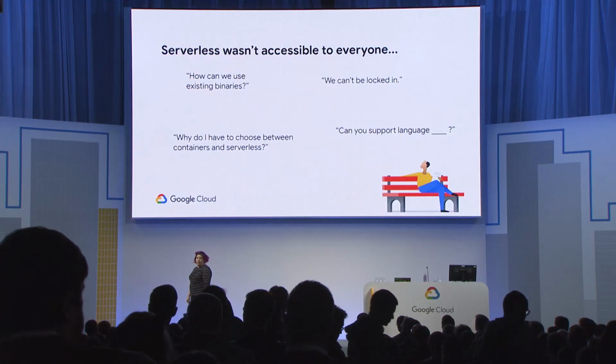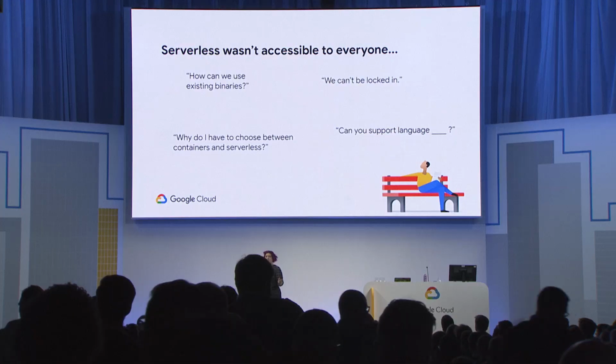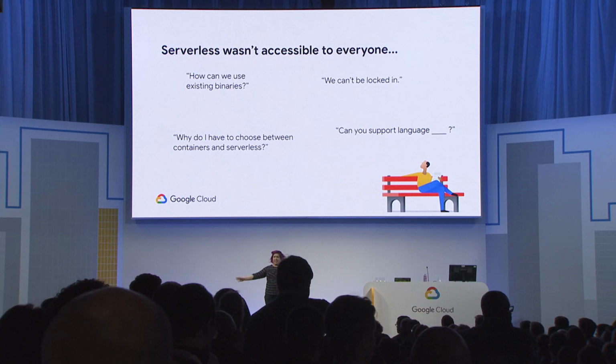A common one is when you have existing binaries or existing code. You already have a whole build pipeline in Jenkins. You're producing a container. Everything works. Why should you spend your valuable engineering time redoing that? Another one is people are like, hey, there's containers over here and serverless over here. Why do I need to make that choice? That doesn't make a lot of sense.